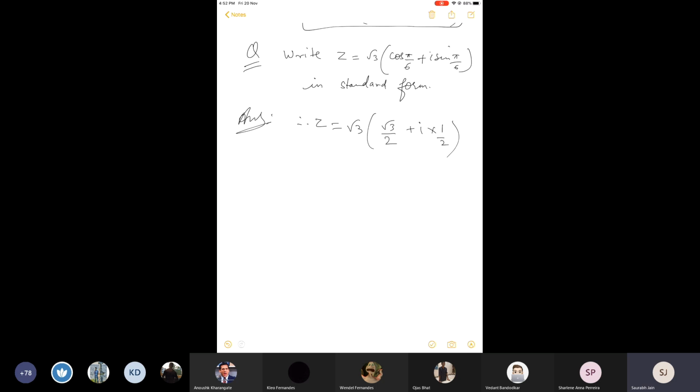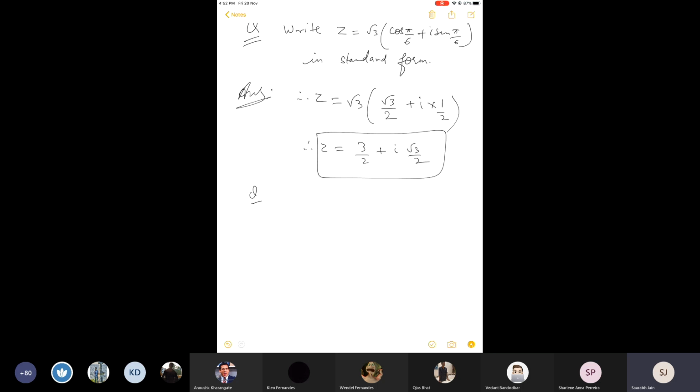Okay, and then you write z. Root 3 into root 3 by 2 will be 3 by 2, and with iota it will be root 3 by 2. And this is the standard form of complex number. Okay, so this is a very easy question. Just write the values of trigonometric ratios, and multiply whatever number is written outside the bracket, and you will get the standard form. So this is easy, nothing too much to learn here.